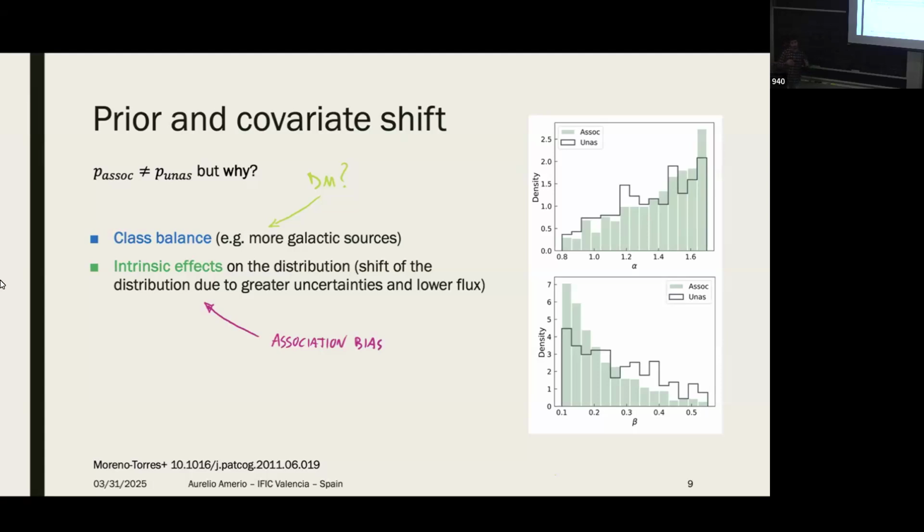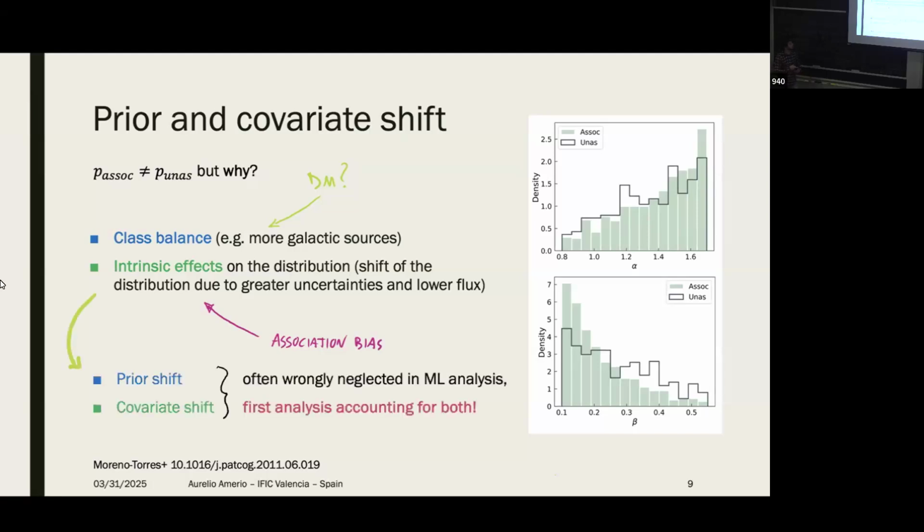So if we want to understand if there is dark matter among the unassociated sources, we need to take into consideration this potential class imbalance. I don't think I've understood what you mean by class balance. So say that there are 80% AGNs in the associated sources. So the sources that we know, they are 80% AGN, 20% galactic sources.